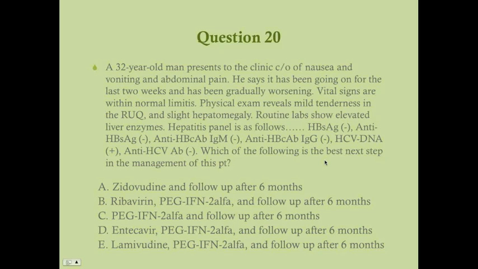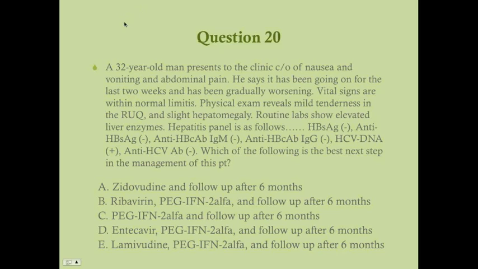Is it A. Zidovudine and follow-up after 6 months, B. Ribavirin and pegylated interferon 2-alpha and follow-up after 6 months, C. Interferon 2-alpha and follow-up after 6 months, D. Entecavir and interferon 2-alpha and follow-up after 6 months, or E. Lamivudine and interferon 2-alpha and follow-up after 6 months.